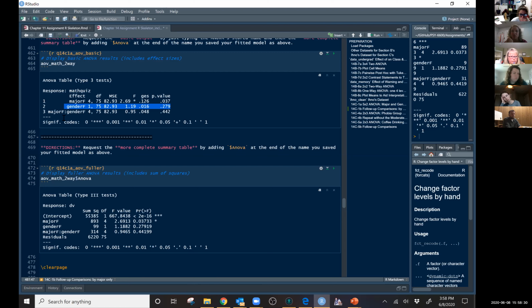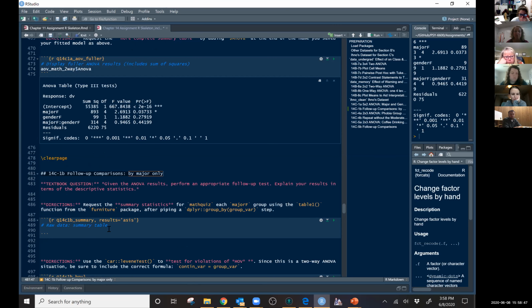But how many majors do we have? 5. So this F test tells us at least one major is different than at least one other major. How do we know which majors are different? Post hoc tests. And you do it the same way we did before. Now it says first we should do a summary table for math quiz for each major group.